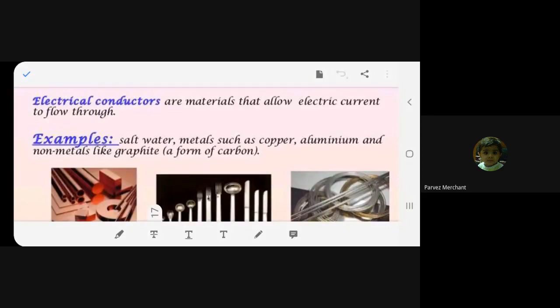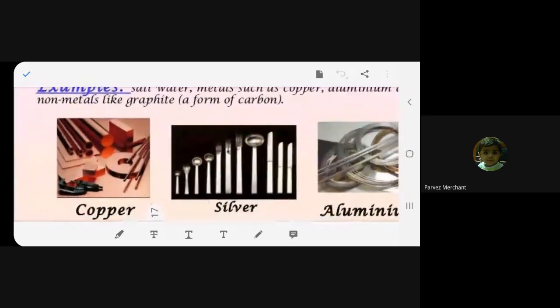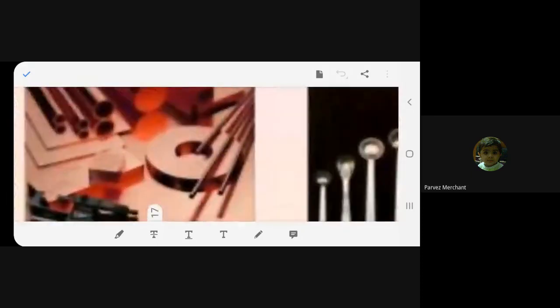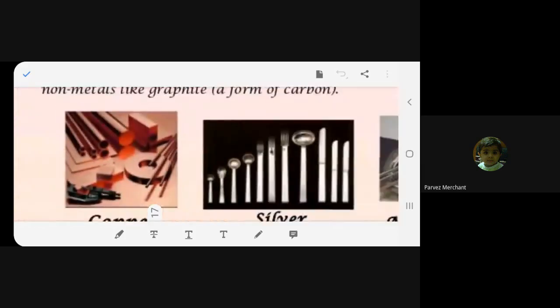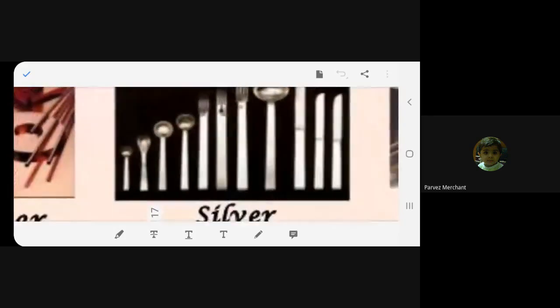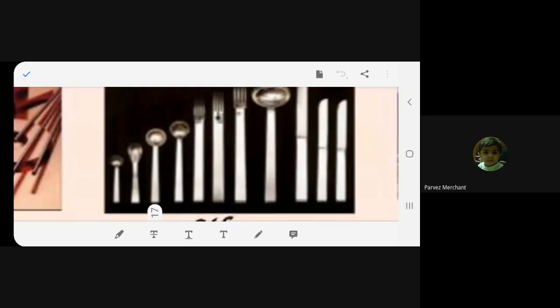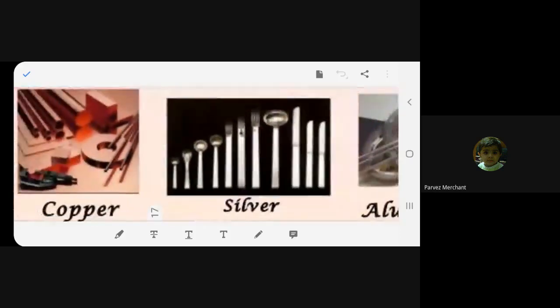So we know that. Now, what is graphite? It is a type of carbon. Now, look over here. This is copper. You see this orange color? Yes, ma'am. This is copper. This is silver. Silverware: your fork, your spoon, and knife. All these are made up of silver.